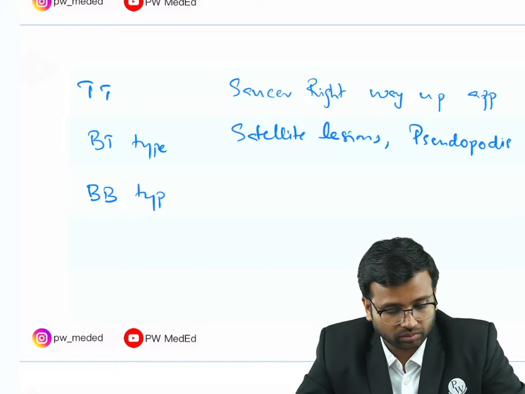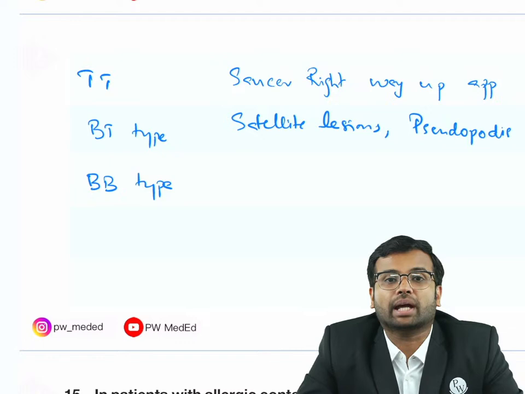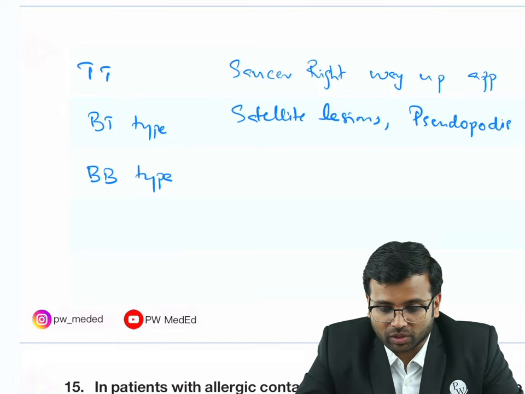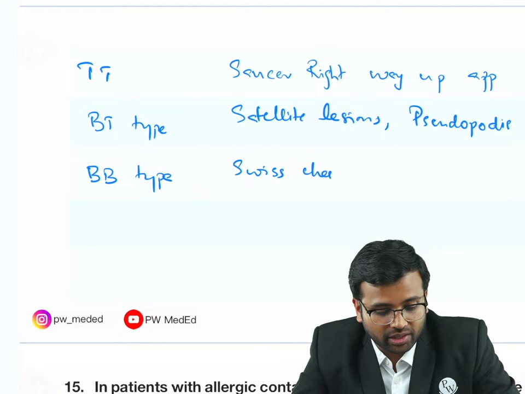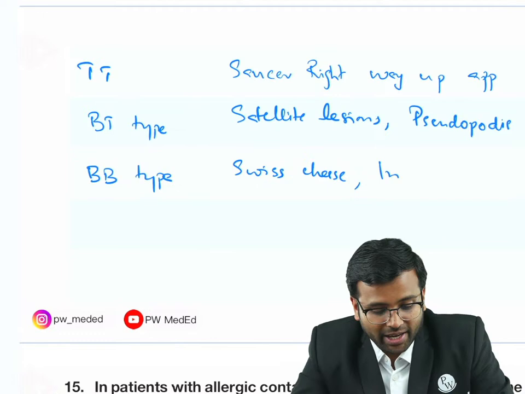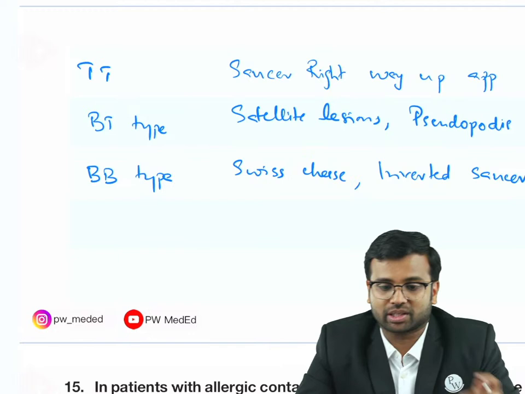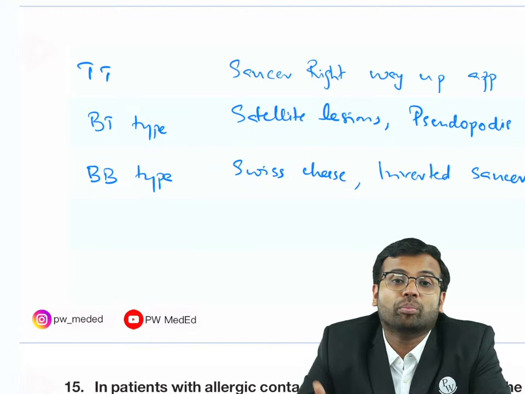So what do you see in BB type of leprosy? So earlier, what was it? So who can answer? Saucer shaped. So TT is done, BT is done. Now the next one is BB. So here you can see a Swiss cheese appearance, or this is also called an inverted saucer appearance. So Swiss cheese appearance, inverted saucer appearance, all these are mentioned for borderline type of leprosy, that is BB type of leprosy.